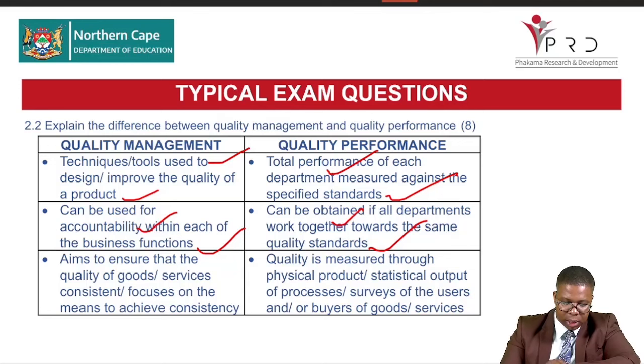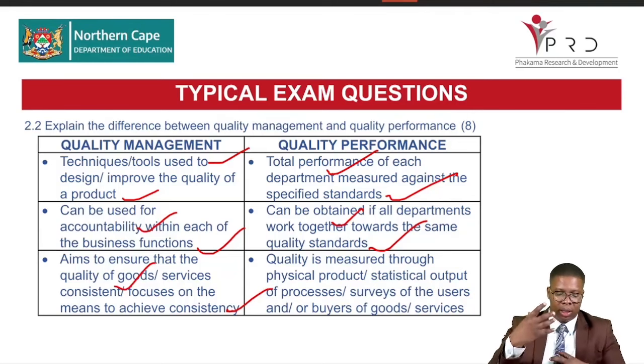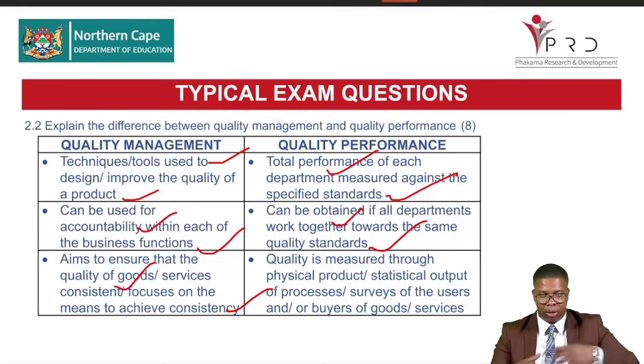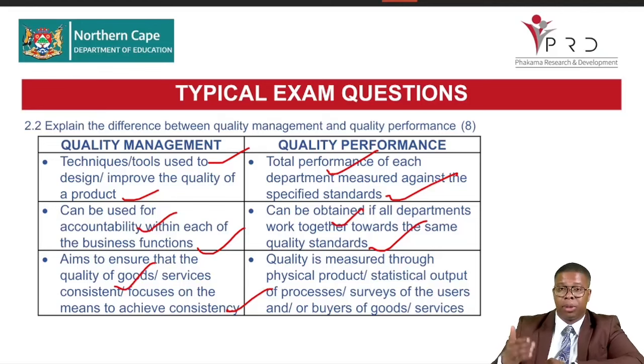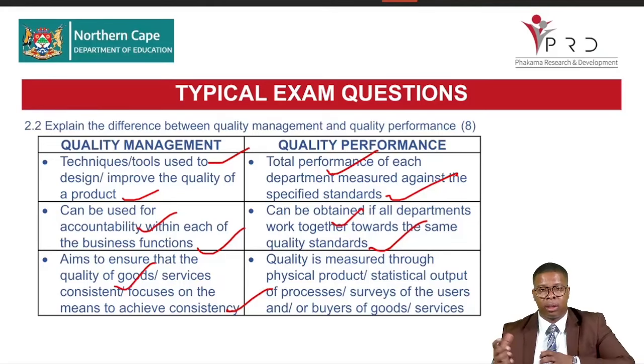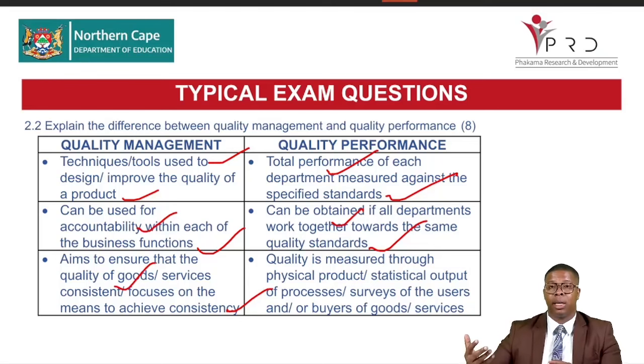And then quality management, the aim is to ensure that the quality of goods or services is consistent and focuses on the means of achieving consistency. Hence, we are talking about the tools used to improve the quality of the product. But quality of performance, we are measuring the performance of all workers, and we also measure the performance of the product to say how is the product being reacted to by the customers.